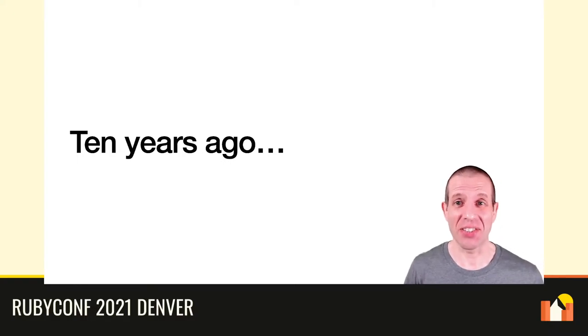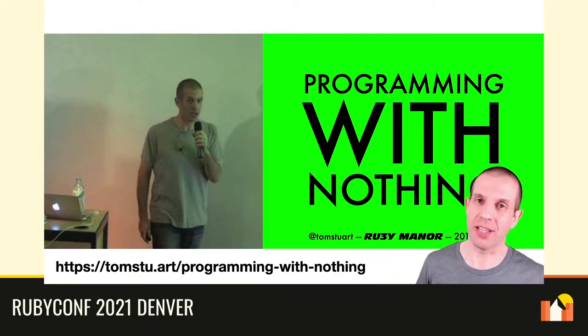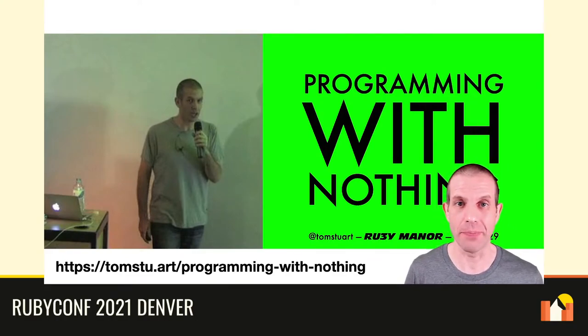Almost exactly 10 years ago, right at the end of October 2011, I gave a talk called Programming with Nothing at the Ruby Manor conference in London. Now, the details of that talk aren't important. You can watch it if you're interested in understanding it, but I'll very briefly summarize its conclusion so that I can build on it today.